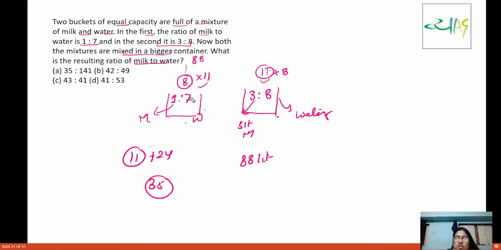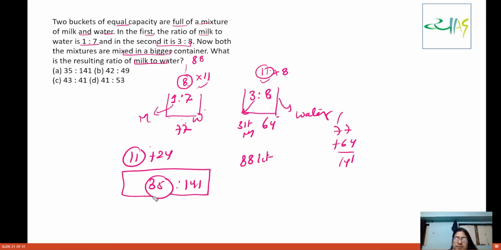How much water will you be getting from here? 77. How much water from here? 64. So what is 77 plus 64? 141. So you get 35 is to 141. I hope this is clear for everyone.